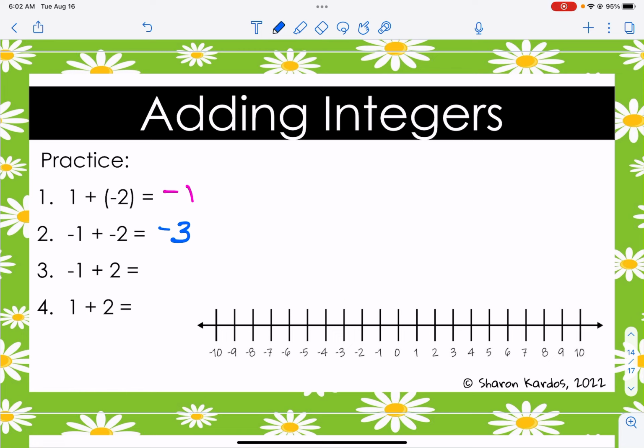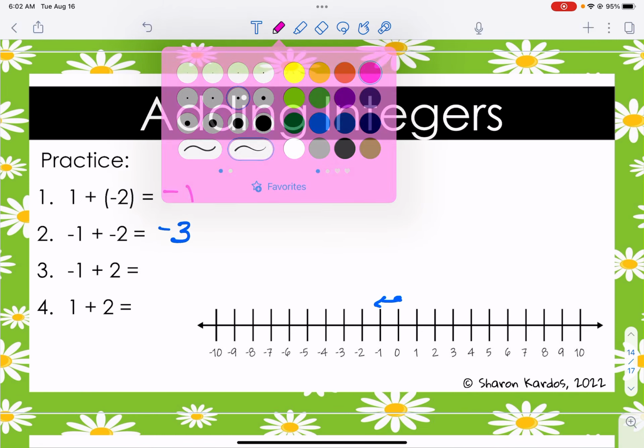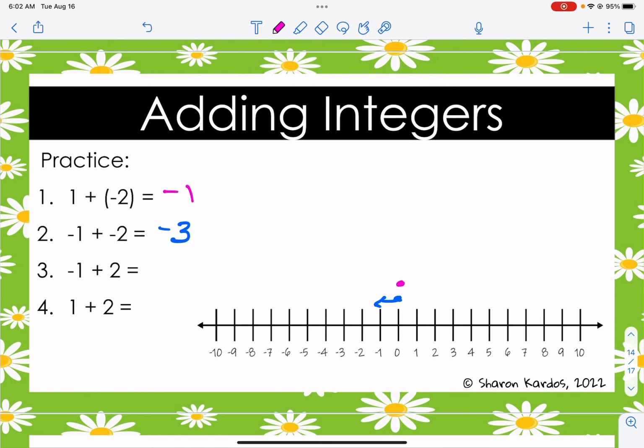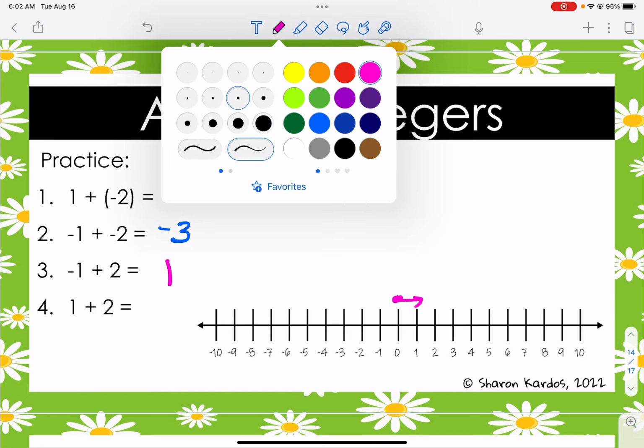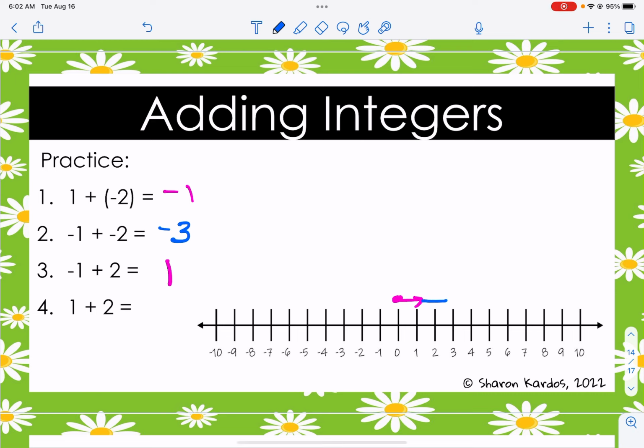Problem number 3, we're going to go backwards 1. And then we're going to go forward 2. We're going to wind up on positive 1. And again, the last one, you guys already know the answer, but let's practice it using our skills here with the number line. 1, and then I'm also going to hop forward 2 more. I'm going to wind up on positive 3.